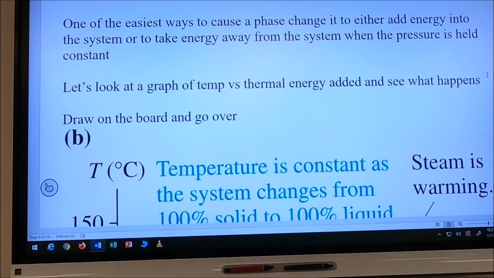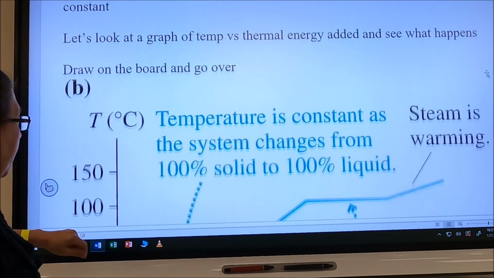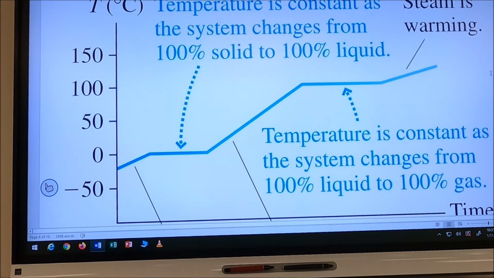So let's look at a graph of temperature versus thermal energy added and see what happens. Okay? So let's look at this. Okay. Now, in this situation, pressure is constant.